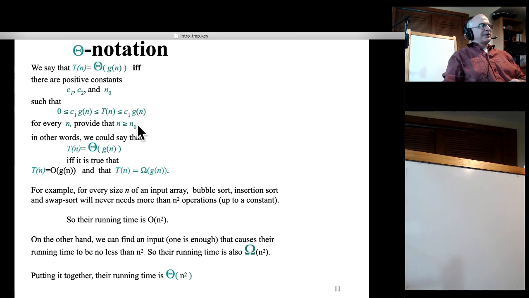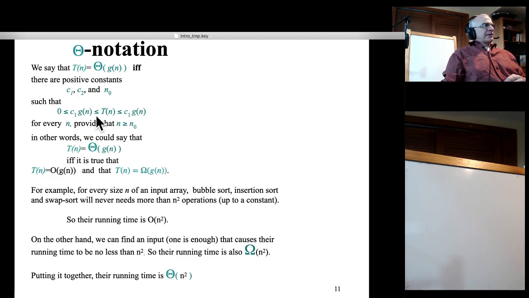T of n is no larger than some constant times g of n, and no less than another constant times g of n. Oh, I have a typo here. This C1 should be C2. Please correct. This C1 should be C2.